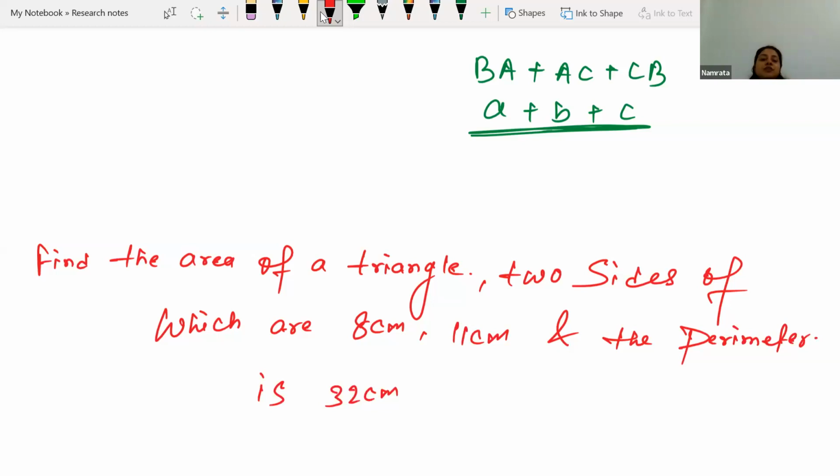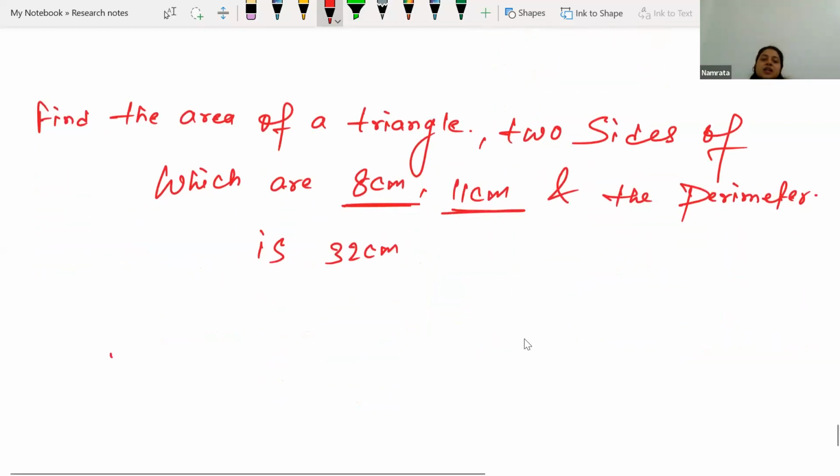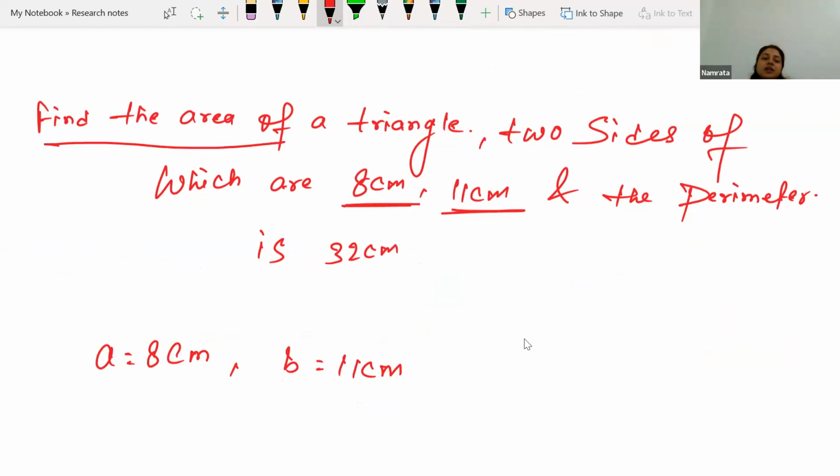It says that find the area of a triangle, two sides of which are 8 centimeter and 11 centimeter. As I said to you, you can take any one of the sides as A, the other side as B. Let's go ahead. So let's take A as 8 centimeter, B as 11 centimeter. Do we know C also, so that we can go ahead and find the area of the triangle? So we don't know C over here. As you can see, the next information which is given is the perimeter. So yes, we know the perimeter, but the C value, that means the third side length, is not given. And since we don't know each and every side, then how can we use Heron's formula? So this perimeter will help us to find the third side.